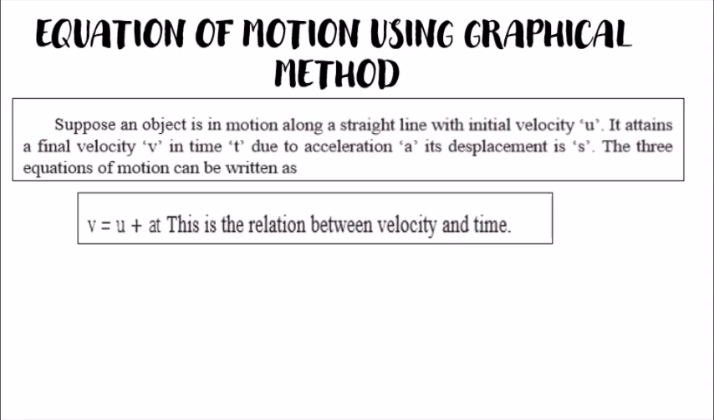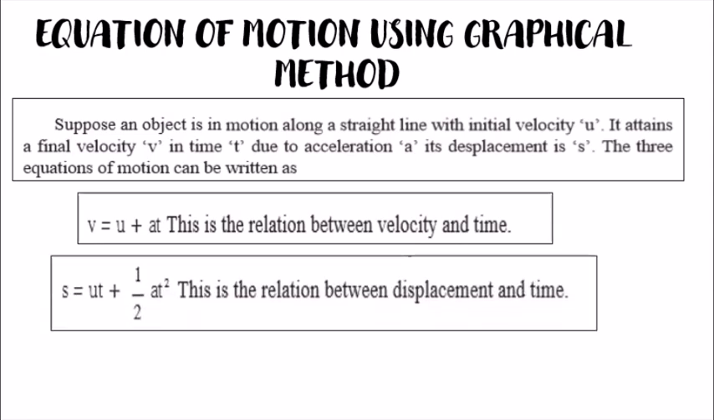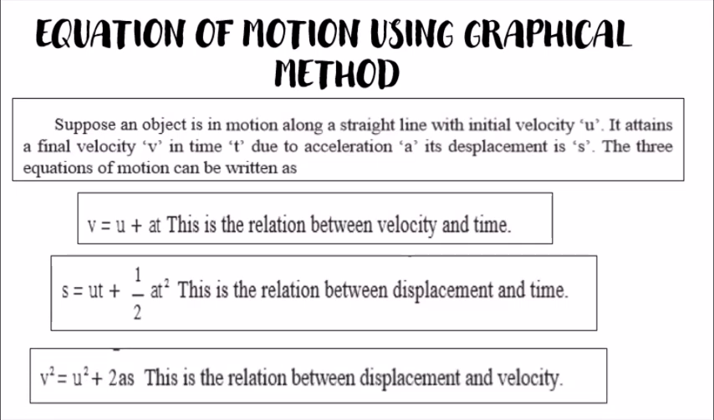First, the relation between velocity and time: v is equal to u plus at. The relation between displacement and time is s is equal to ut plus half at square. And the relation between displacement and velocity is v square is equal to u square plus 2as. Let's now learn to derive these equations by the graphical method.